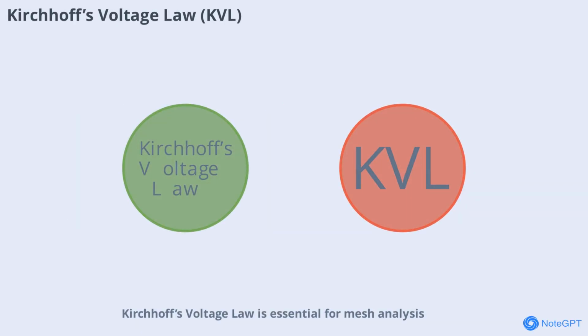Kirchhoff's voltage law is essential for mesh analysis. It tells us that the algebraic sum of all voltages in a closed loop is zero. This means that as you travel around a mesh, the total voltage gained and lost must balance out. KVL allows us to write equations for each mesh, setting the stage for solving the unknown currents. Mastering KVL is a must for anyone working with electrical circuits.